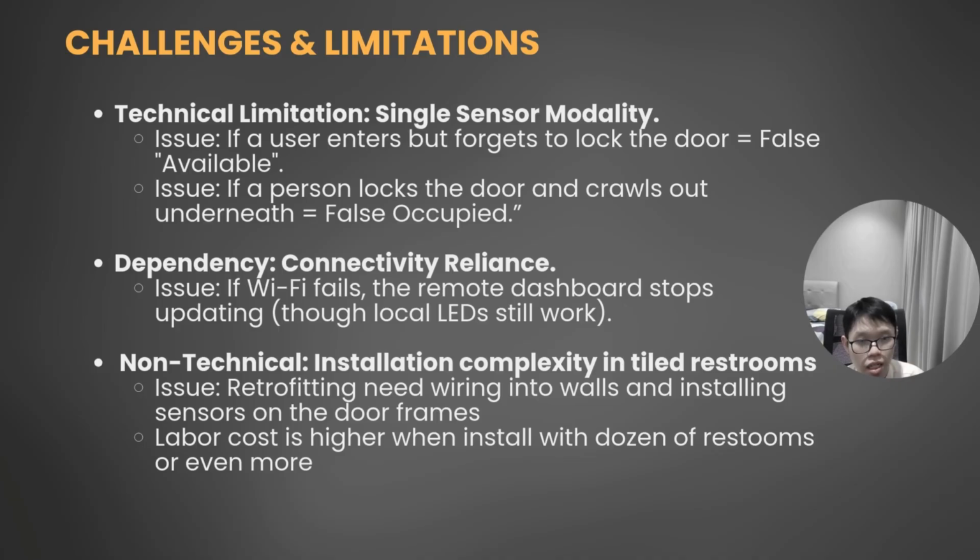False available means that if a user enters but forgets to lock the door, the system thinks that the stall is empty. Second, false occupied means that if a person locks the door and crawls out underneath, the system thinks that the stall is full forever.